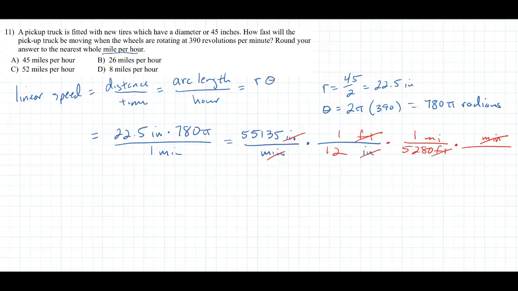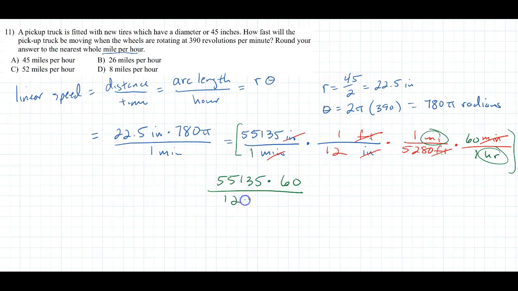And we know the conversion for minutes. 1 hour is 60 minutes. So we can see that we have all of our units canceled out. Inches cancel with the inches, feet with feet, minutes cancel with minutes, and we're left with miles per hour, and we're all done. So all I have to do is multiply our numbers together. So I have 55,135 times 60 over 12 times 5,280.